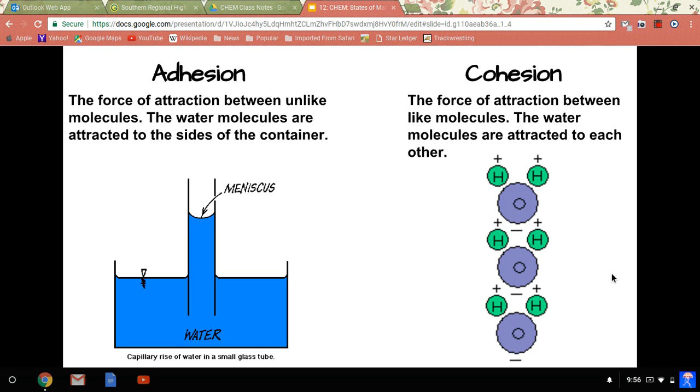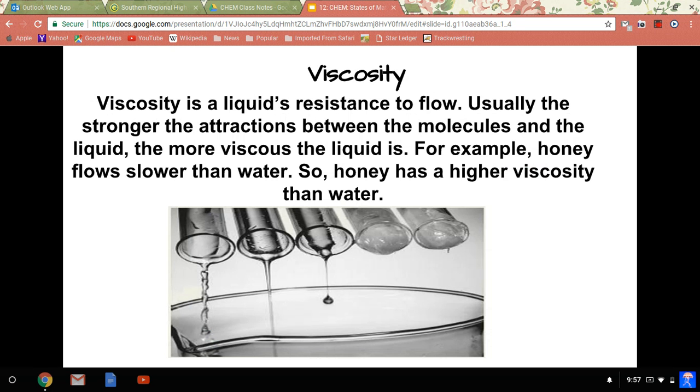If you've ever done the penny lab where you try to pile all the water droplets on top of each other on top of a penny to see how many you can fit, you've seen cohesive forces in action. And then the last property of liquids that you need to be aware of is viscosity. Viscosity is a liquid's resistance to flow.